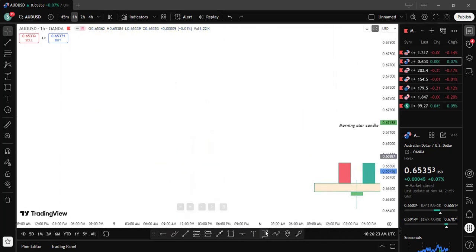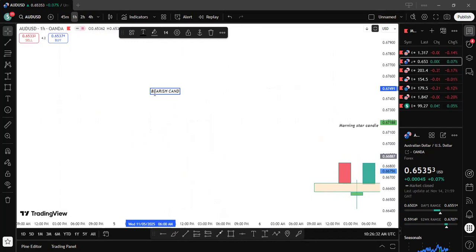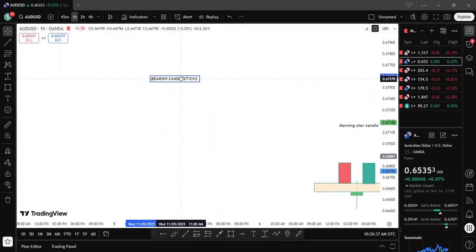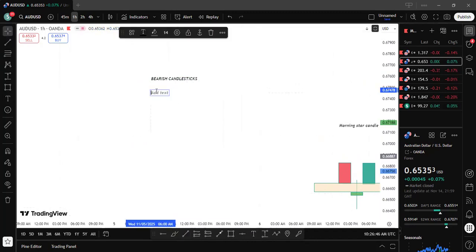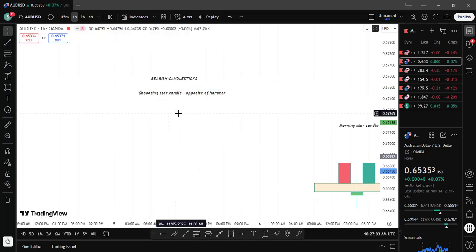So yes, let's also look at the bearish candlesticks. It's just the opposite of everything we've done on the bullish. So the first candle we would want to treat is what we call a shooting star candle, and it is the opposite of the hammer. Shooting star candle is the opposite of a hammer.